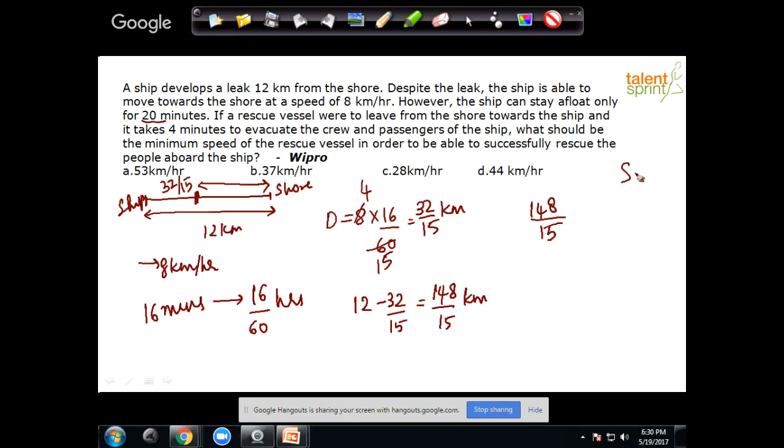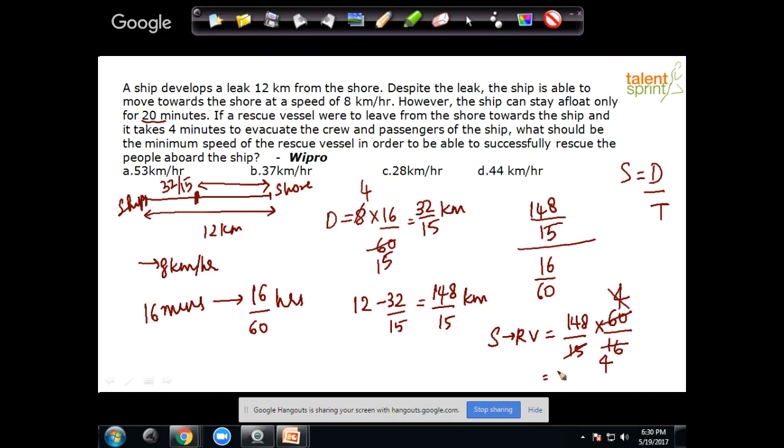See, we know speed is equal to the distance traveled divided by the time taken. So the rescue vessel is traveling 148 by 15 kilometers in what time? 16 by 60 hours. So the speed of the rescue vessel is equal to 148 divided by 15 into 60 by 16, right? This goes 4 times. This goes 4 times. 148 divided by 4 is equal to 37, right? So 37 kilometer per hour. That will be the speed of the rescue vessel. So the answer for the question is option B.